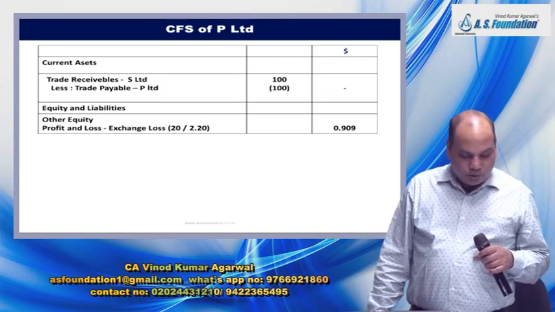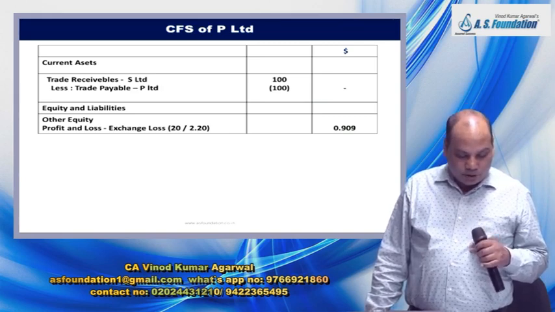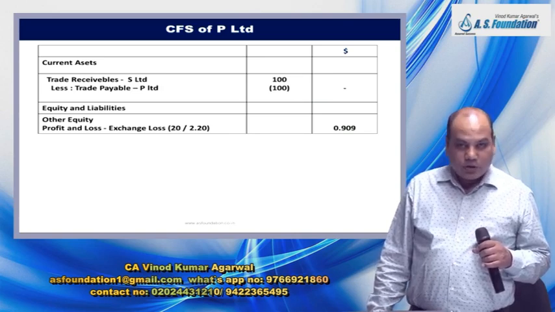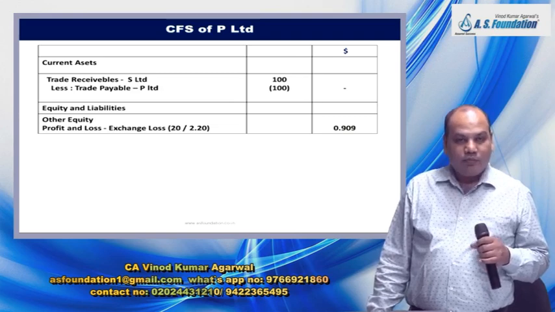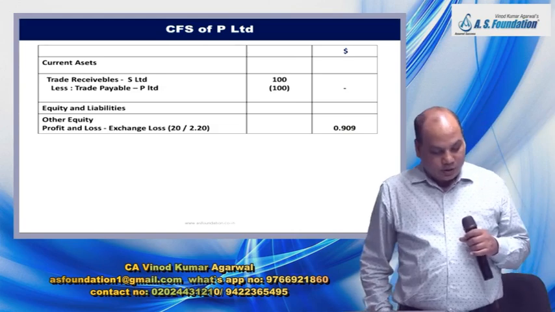S should revalue its accounts payable to euro 220, recognizing a loss of 20 in its standalone profit or loss. Thus, in the books of S, the balance payable to P will appear as euro 220. In the books of P, the balance receivable is USD 100.